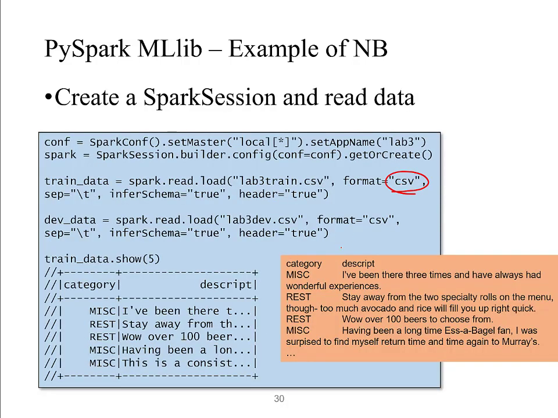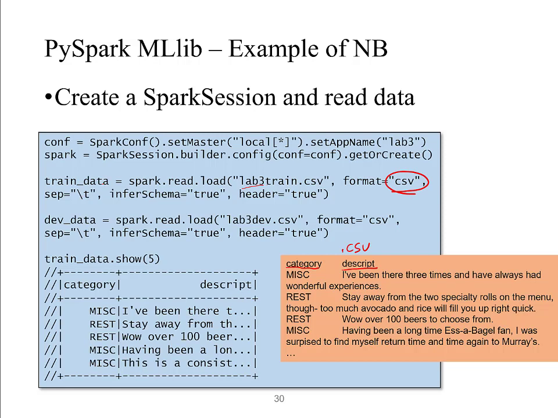This is the CSV file. The CSV file looks like the following. The first row is the header. The header is category and description. The category would be MISC or REST, REST for restaurant. This is the CSV file that we will use in lab 3, so I just borrow it here. The description is basically a sentence or a couple of sentences, just a document or a sentence.